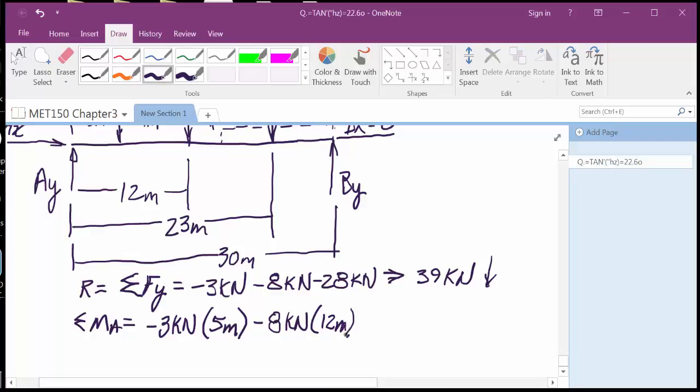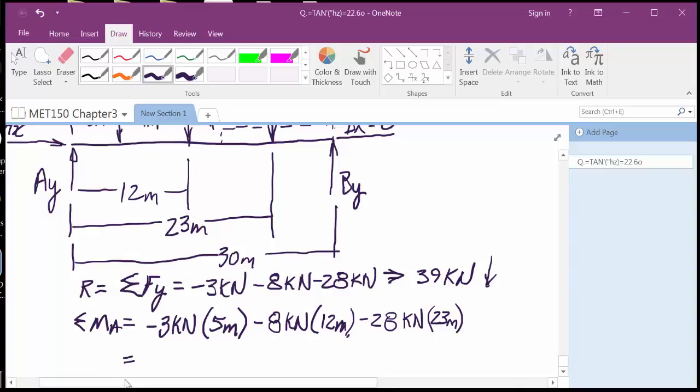Meters. So 28 kilonewtons times about 23 meters, and that's also going negative because it's clockwise as well, right? And that's it for now, other than doing the calculation.